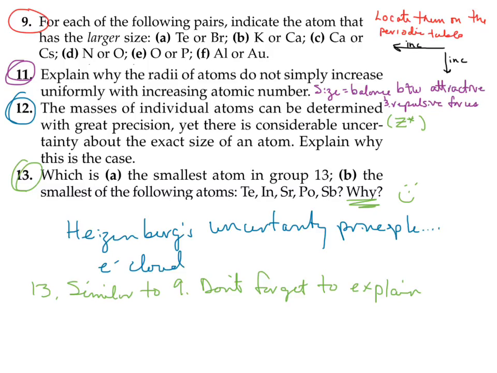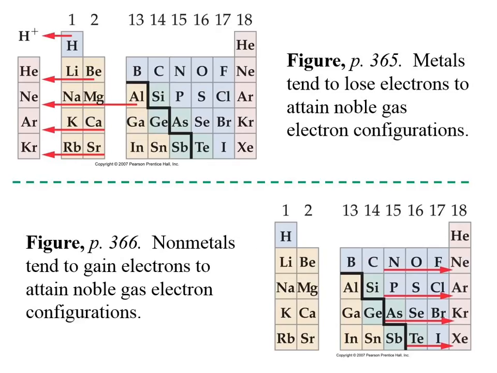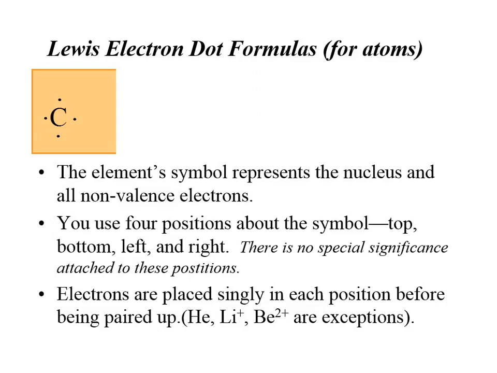Okay. So we did this first slide, right? We're switching gears now from neutral atoms to metals kicking off electrons to become cations, and nonmetals picking up electrons to become anions. So we kind of did some of this in lab on Thursday. Actually, a lot of this, didn't we?